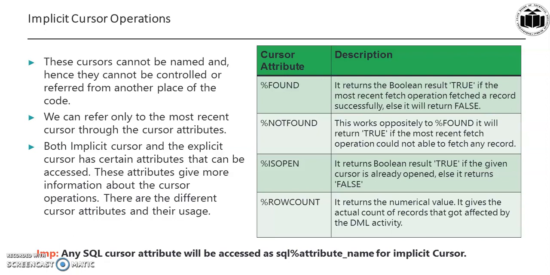It returns the Boolean result true if the most recent fetch operation fetched a record successfully, else it will return false. It simply means that if the cursor is getting information from the SQL statement to process, at that time this particular attribute is true. Whereas the %NOTFOUND attribute works differently. This works oppositely to %FOUND. It will return true if the most recent fetch operation could not fetch any record.